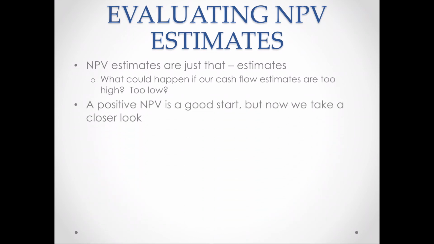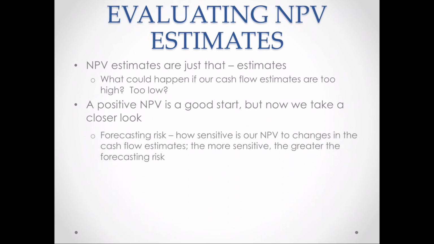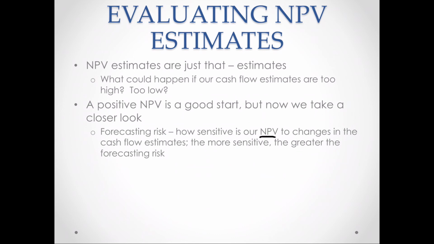A positive net present value is a good start when you're evaluating a project, but since these decisions are long-term in nature, we also must take a closer look at our cash flow projections. Now, this introduces a type of risk called forecasting risk. So forecasting risk is how sensitive is your net present value to changes in those cash flow estimates. Now, the more sensitive your net present value is to small changes, we say that that project has greater forecasting risk. There's more of a risk that an incorrect decision will be made based on incorrect cash flow projections or estimations.